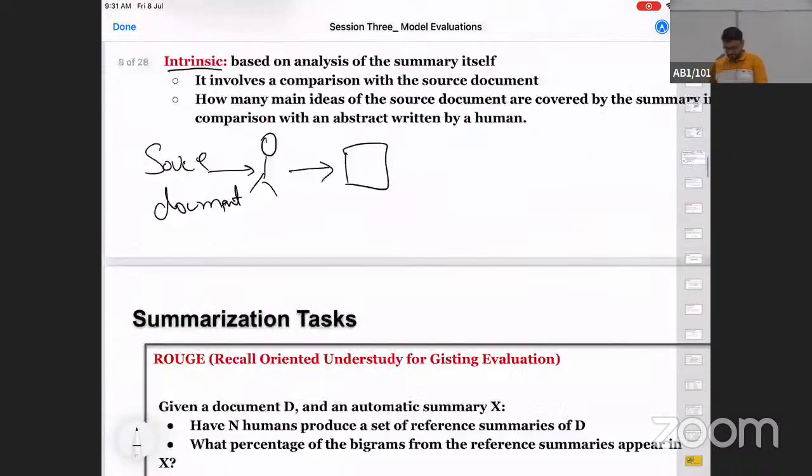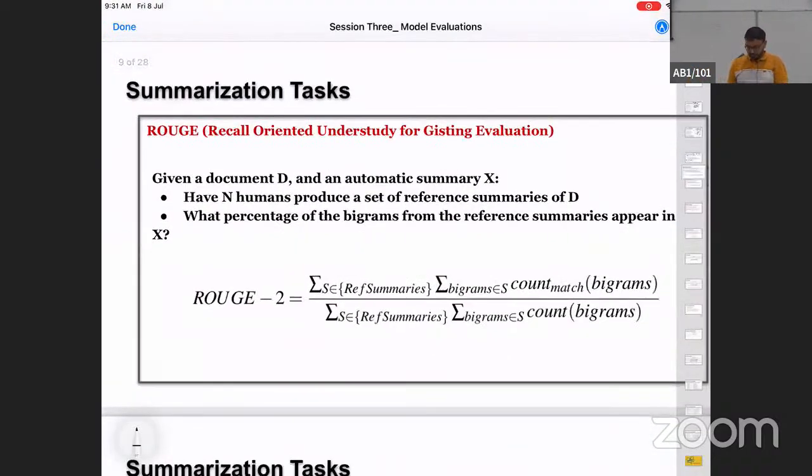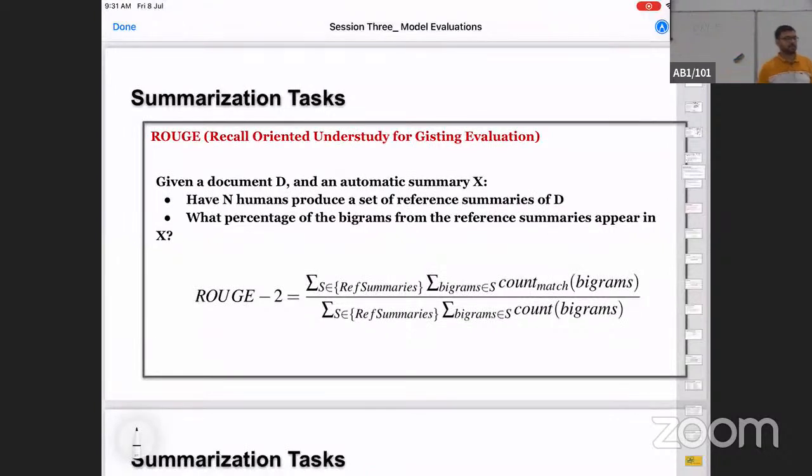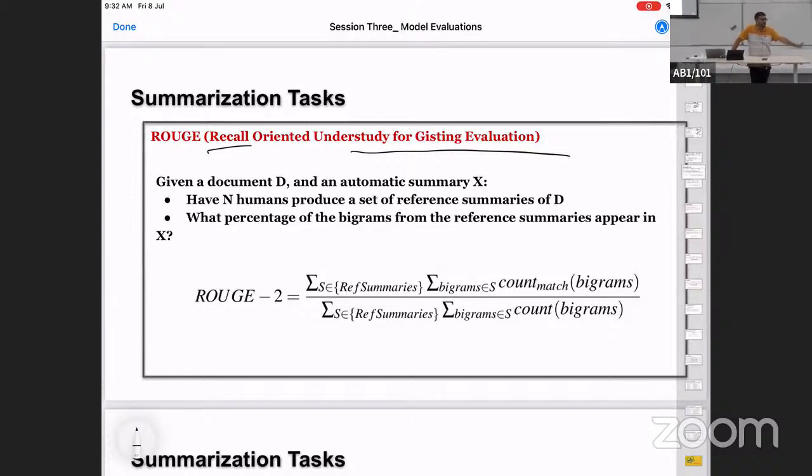Let us see the formula. In order to implement the things that we have talked about, we use a metric called ROUGE, recall oriented understudy for gisting evaluation, gisting in summarization. Again, a very complex name. I will tell you later why it is called recall, but the idea is that it just follows the intuition. If my summary is very similar to the reference summaries, I mean the summaries generated by humans, then that means my summary is a good summary. That's all.